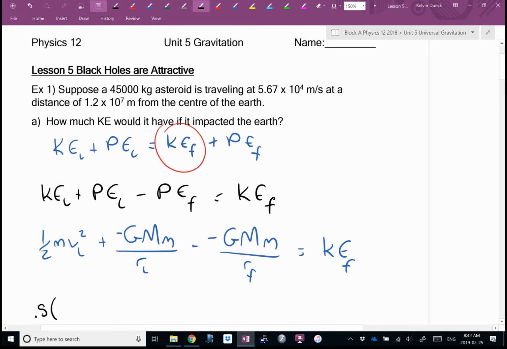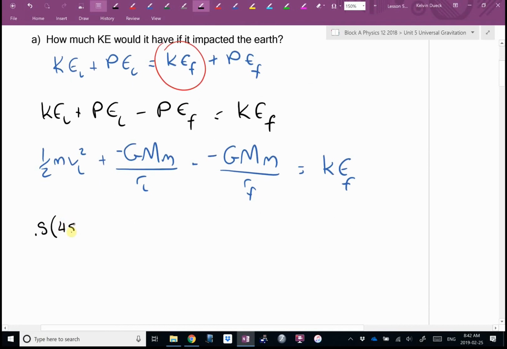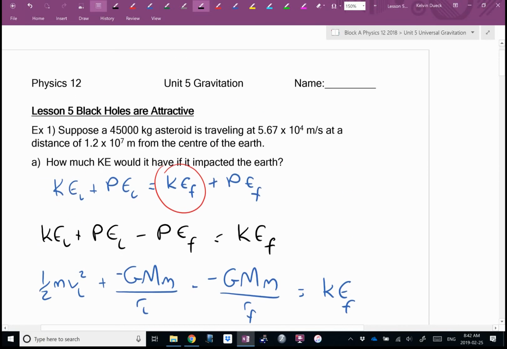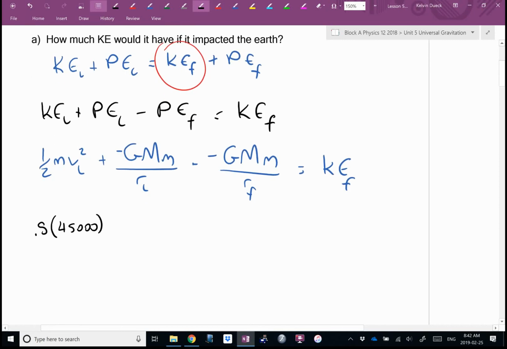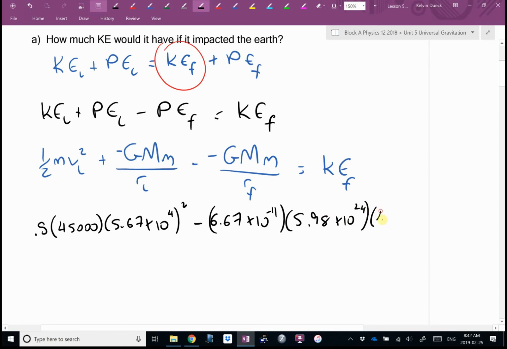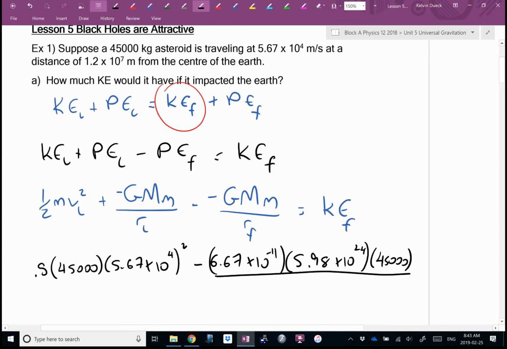0.5. I've scrolled down. What was little m? 45,000. Not that little. V initial was 5.67 times 10 to the 4th, squared, minus 6.67 times 10 to the negative 11, big M, 5.98 times 10 to the 24th, little m, 45,000, all over. Our initial, I think, is 1.2 times 10 to the 7th.